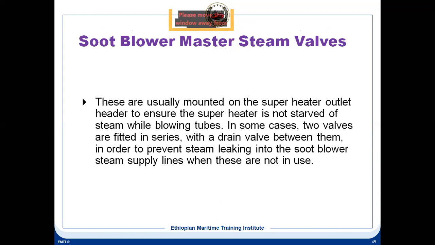Then you have soot blow master steam valves. These are usually mounted on the superheater outlet header to ensure the superheater is not starved of steam. On our kinds of boilers, normally your soot blower will be fitted on an exhaust boiler economizer. In some cases, you may also have soot blowing of your main or auxiliary boiler. So for that, you require the soot blower master steam valves, which are usually mounted on the superheater outlet header.